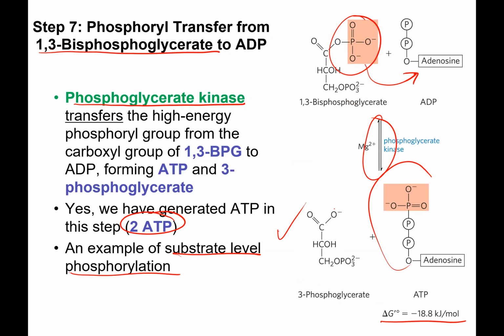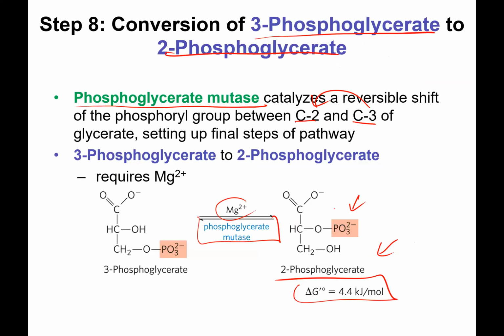I feel like I skipped a step. Yes, okay, I skipped a step. We did get 1,3-bisphosphoglycerate, and that was the first substrate level phosphorylation. So that gave us 3-phosphoglycerate, right? And that goes to 2-phosphoglycerate, courtesy of phosphoglycerate mutase.